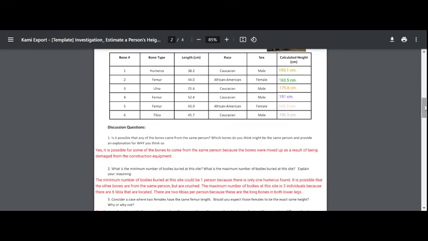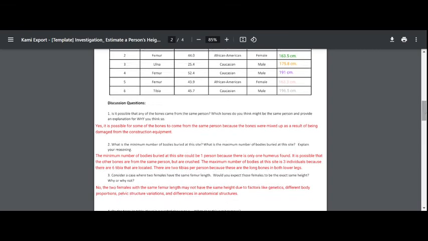So for question number 2, what is the minimum number of bodies buried at this site? What is the maximum number of bodies buried at this site? Explain your reasoning. So the minimum number of bodies buried at this site could be one person because there is only one humerus found. It is possible that the other bones are from the same person but are crushed. The maximum number of bodies at this site is 3 individuals because there are 6 tibia that are located. There are 2 tibias per person because these are the long bones in both lower legs.